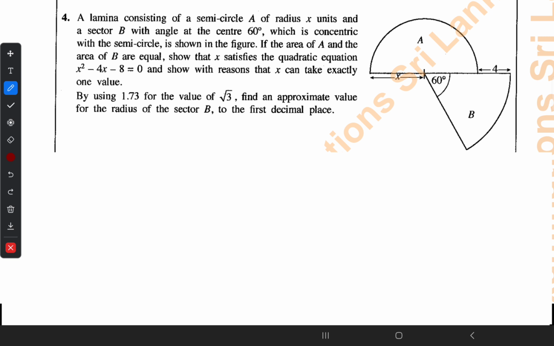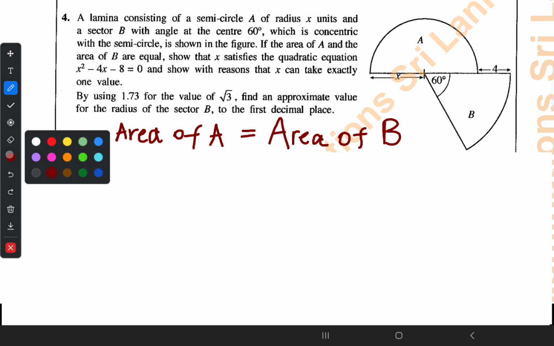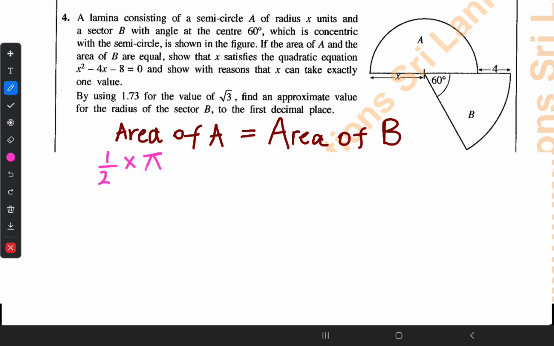Likewise, we have to show it. Okay, for that, the basic thing is you should find the area of sector A and B separately. So, area of sector A equals area of sector B. This is the first thing we have to write. Then, let's show: area of sector A, hence that is a semicircle, half into pi, the radius was x for the semicircular portion, so that would be half pi x squared, equals area of B.